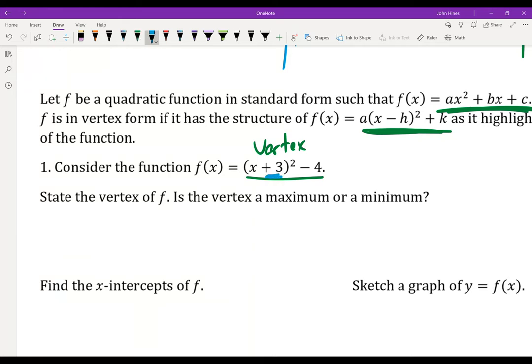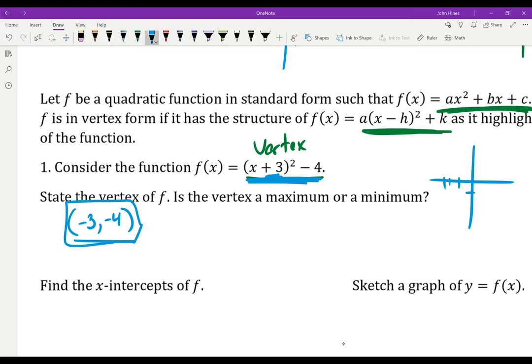It's the opposite, right? I'm going left 3, down 4. So my vertex is left 3, down 4. That's the vertex of the parabola. And that's why we call this vertex form, because you can quickly tell me the vertex. So 1, 2, 3, 1, 2, 3, 4.